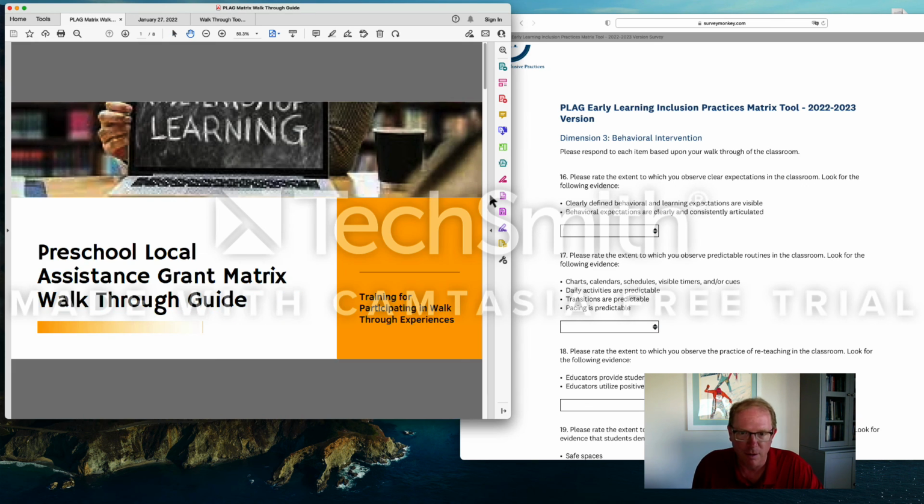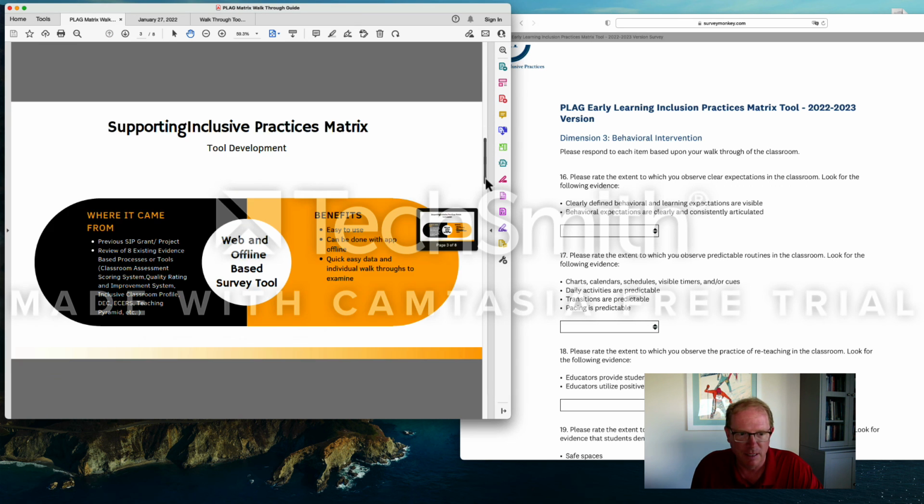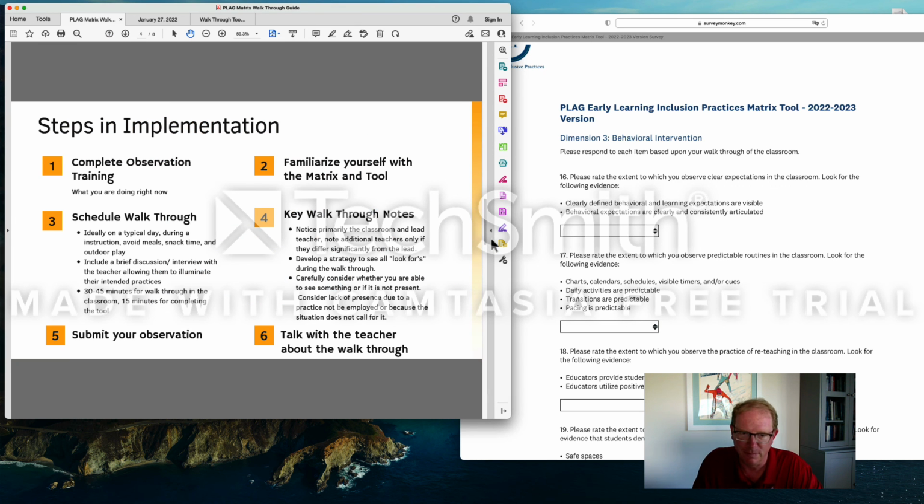Just a reminder though, I think one of the key things is these 6 steps. Training, familiarize yourself with the tools, scheduling, making sure you take some notes, submitting your observation, ultimately providing a good discussion to talk with the teacher about the walkthrough.